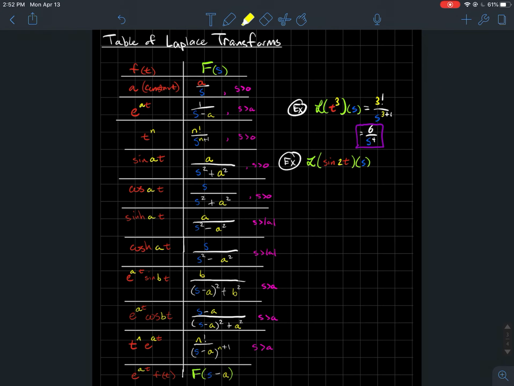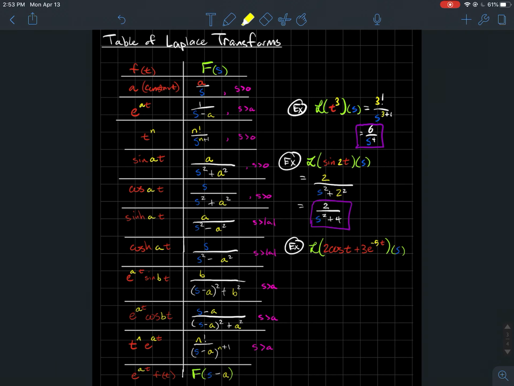Let's try to do the Laplace transform of sine of 2t. Well, I've got a formula for what the Laplace transform of sine of at should be. Looks like a is 2. Let's plug that in. You get 2 over s squared plus 2 squared. So that's me plugging 2 in for a into that formula there. And if you simplify a little bit, you get 2 over s squared plus 4. So that is the Laplace transform of sine of 2t.